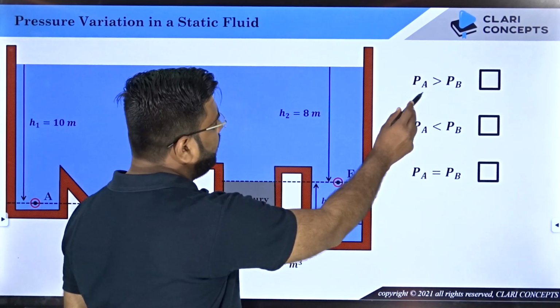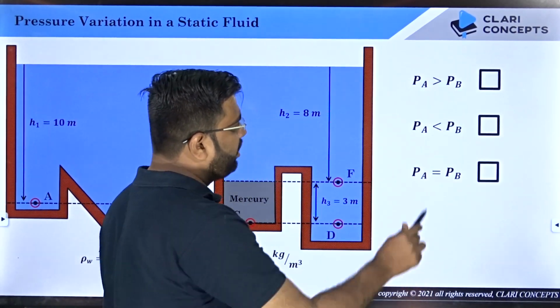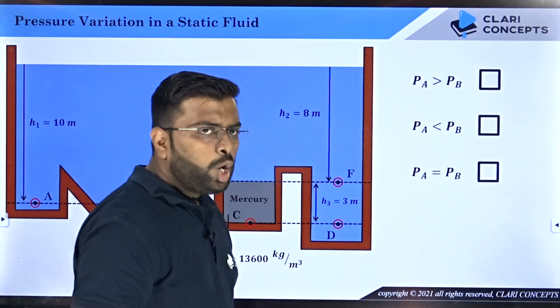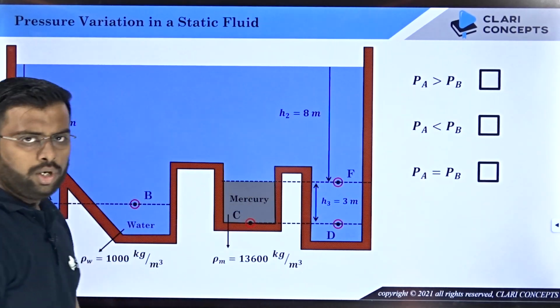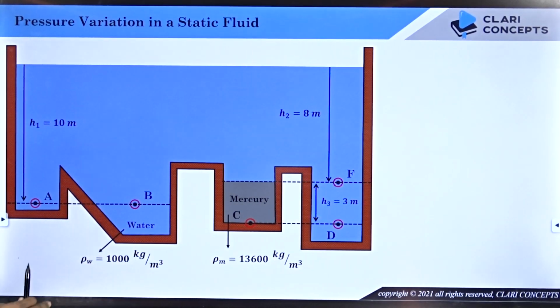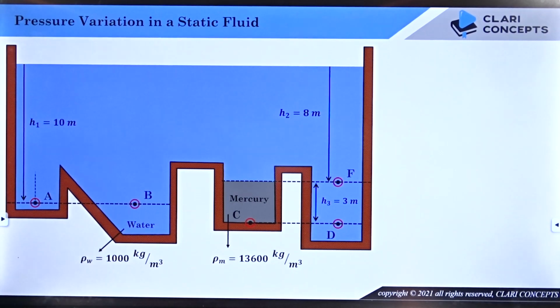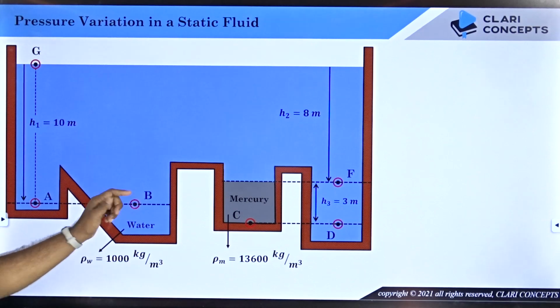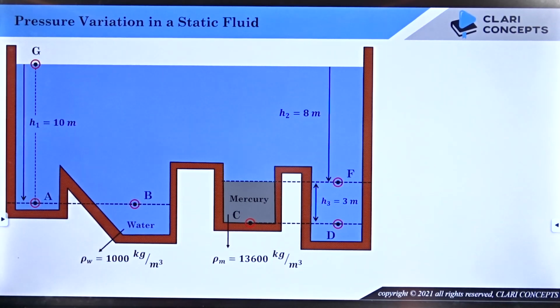Whether pressure at point A is greater than B, whether pressure at point A is less than B, or whether pressure at point A and B are equal. So let us first find out what is the exact answer. So how will we do that? Firstly, I will calculate pressure at point A, then I will calculate pressure at point B, and then I will compare the values, right? So if I want to calculate pressure at point A, I must have a pressure value at any point above A.